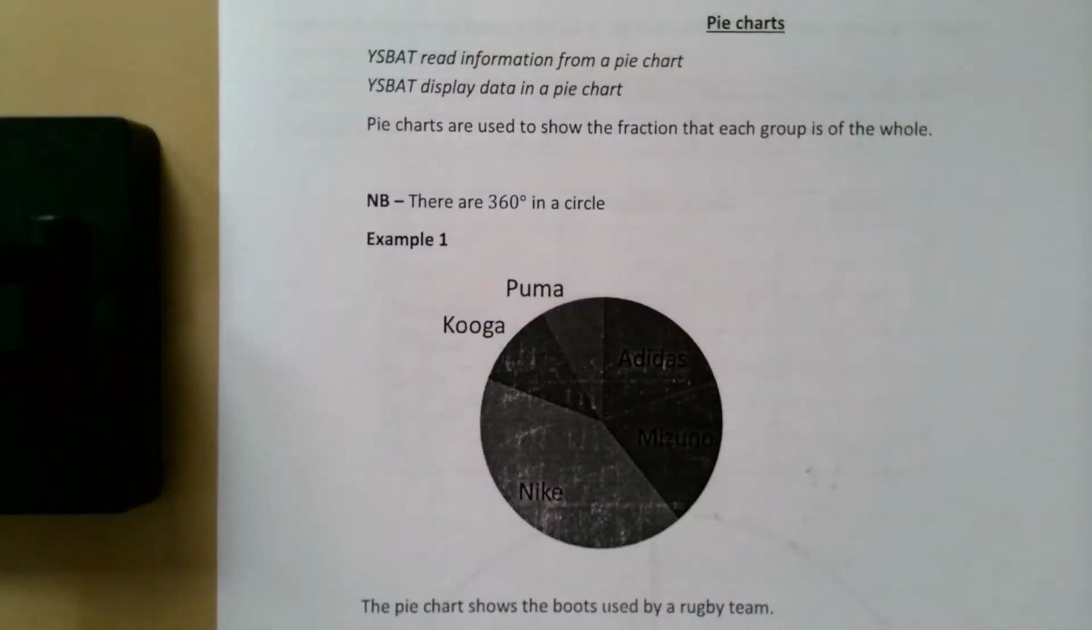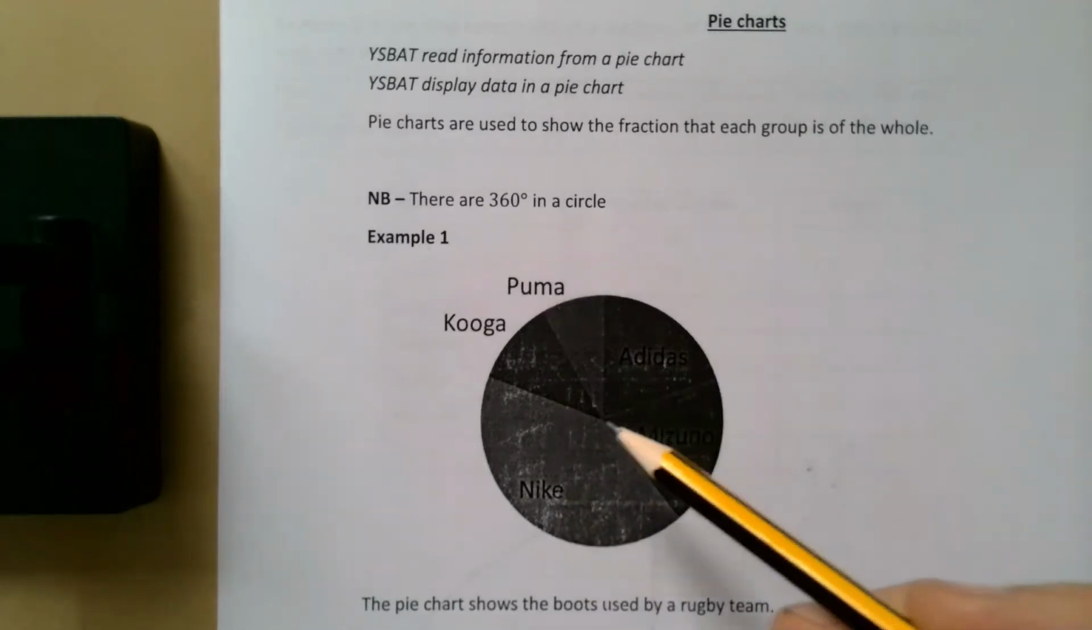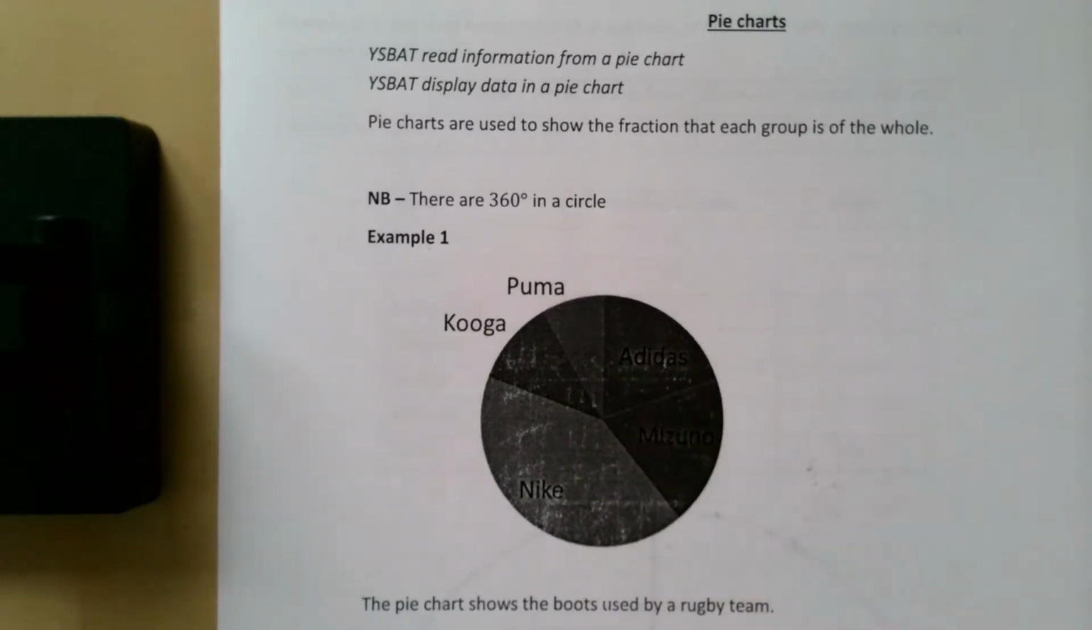Okay, this is year 8 statistics and we're looking at pie charts here. So you should be able to read information from a pie chart. You should be able to display data in a pie chart. Pie charts are used to show the fraction that each group is of the whole. There are 360 degrees in a circle, so all the way around will give you 360 degrees.